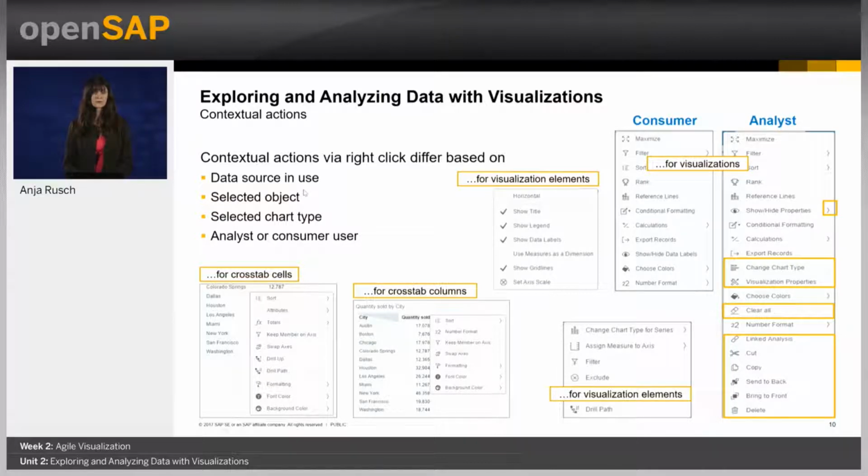And at the end, very important for your contextual actions, these contextual actions via right-click differ based on the data source that you use, if you have live or imported data, or even if you have BW data or Excel data, then the selected object. So are you selecting inside your visualization an element? Are you selecting the visualization? The selected chart type, are you working in a crosstab or a normal chart? Or are you working as an analyst user, so the one who is working in the client, or are you working as a consumer, as we saw in our last part of the demo? So you see here, an analyst user can do much more.